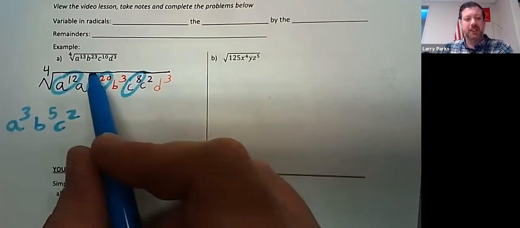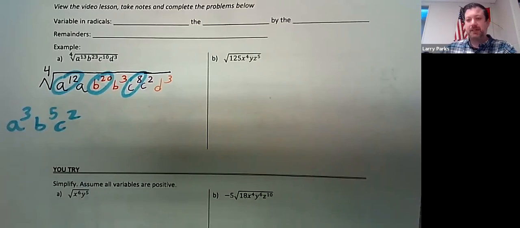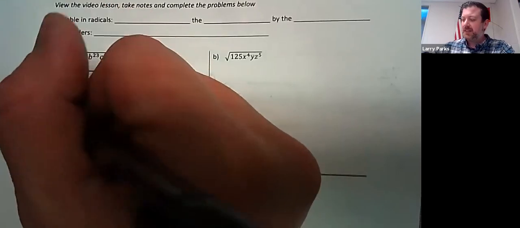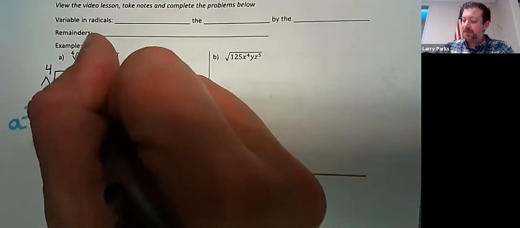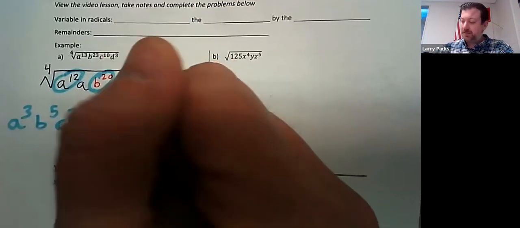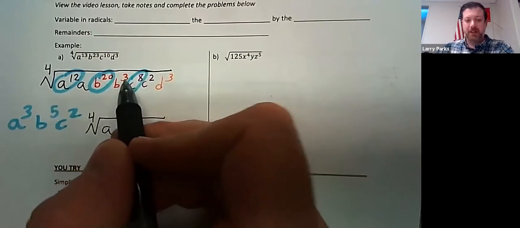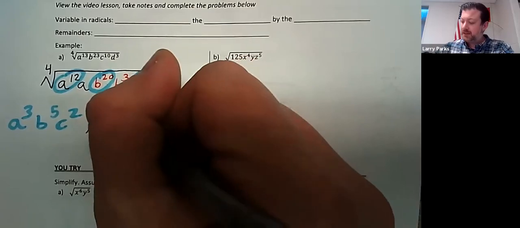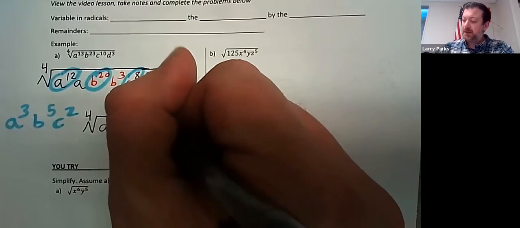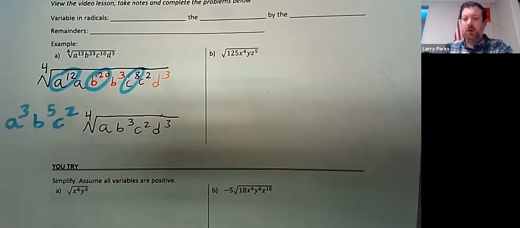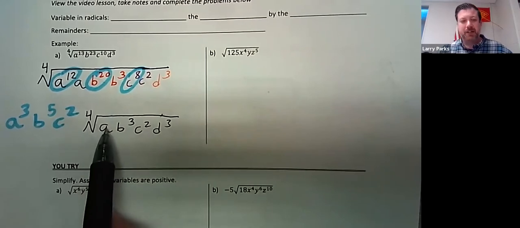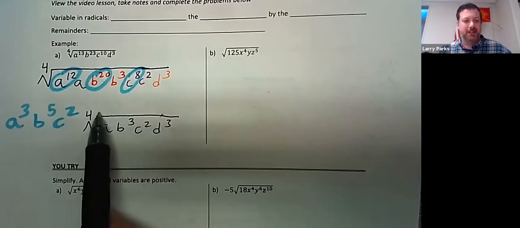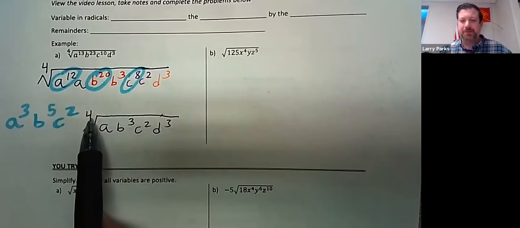And nothing else is divisible by 4. And so what's left over just stays in the radical. We call that the radicand. So what stays inside is the a, the b cubed, the c squared, and the d cubed. One way to check your answer is to make sure all the exponents 1, 3, 2, 3 are all less than the index, and they are.